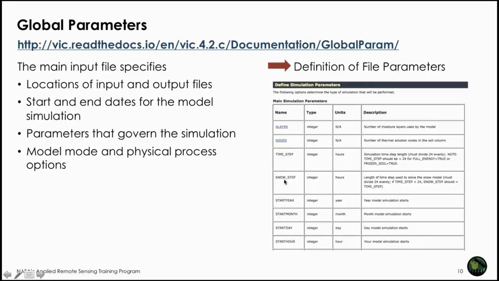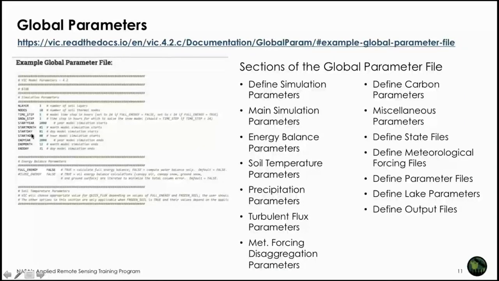On the right-hand side is an example: when you go to this website, each and every parameter that you require is defined. And on the left-hand side, you see a C code example. There is a file in which you can go and change what you need for your own simulation. Not going into great detail, the global parameters define the main simulation parameters, energy balance parameters, soil, precipitation, surface fluxes, meteorological forcing disaggregation parameters, and other processes which are controlled. They are all defined in this, as well as where the output and input files are. So this is a very important input file.